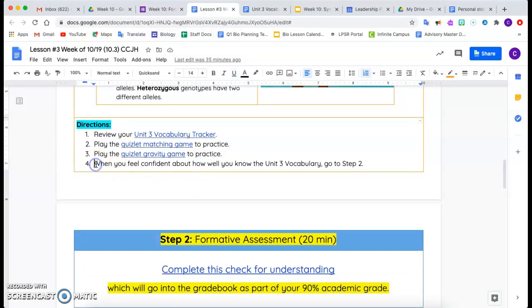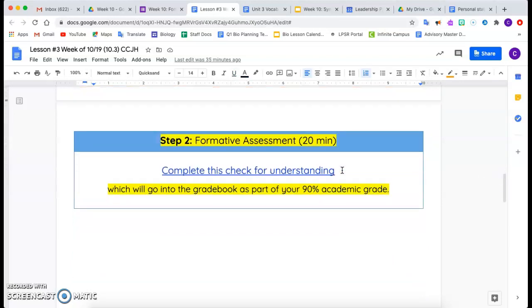And then when you feel confident about how well you know the Unit 3 vocab, move on to Step 2. Step 2 is our formative. This will go into the gradebook as part of your 90% academic grade. It is a check for understanding, and I know that right now, virtually, it is probably really easy to cheat on these. I am asking that you try your hardest without looking at your notes. If you need to look at your notes, that's okay, but remember that you always can retake these. So there's no need for you to cheat, like you are always going to get a second, third, fourth, fifth chance to retake these. So don't worry about that.